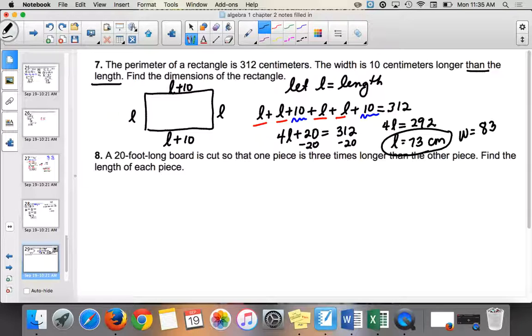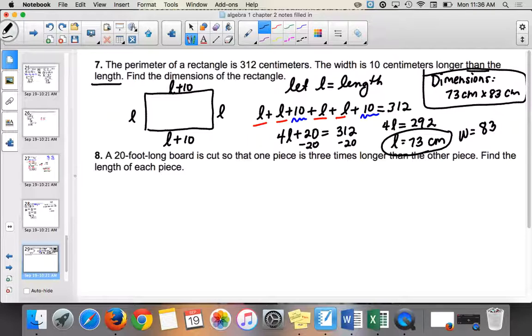So when we write dimensions, do you guys know how we write dimensions? Have you seen this like at Lowe's and so on, like a 2 by 4, right? 4 by 8. So we're going to do 73 centimeters by 83 centimeters. There we go.